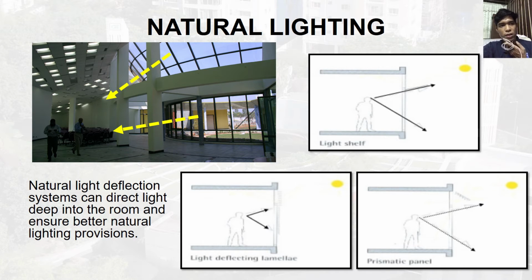Moving to our third one, which is natural lighting. Natural lighting is a very important thing in the building because it can decrease the usage of electricity, which is good for a building, and it can lower our maintenance cost. So the natural light deflection system can direct light deep into the room and ensure better natural lighting provisions. And this is the example for it: the light shaft, light deflecting, and prismatic panel.